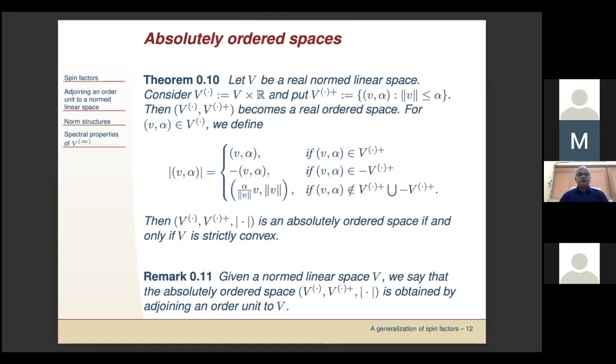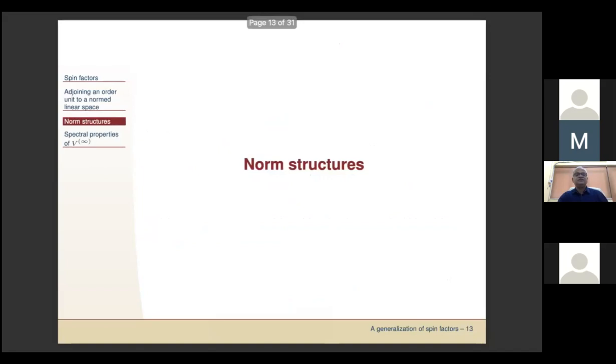So what we do is now, so we have done all these things. So what we do, we take a non-linear space V, and we consider this space V dot plus, and this modulus, then we'll say that this V dot is obtained by adjoining an order unit to V. So if V is strictly convex or non-linear space, then V dot obtained by adjoining order unit to V becomes an absolute ordered vector space.